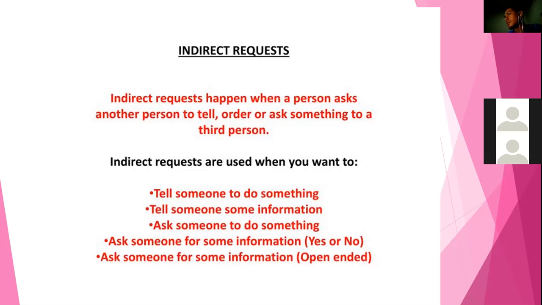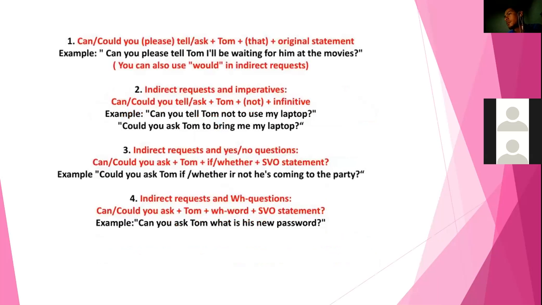Aquí hablamos de una tercera persona, all right? Indirect requests are used when you want to tell someone to do something, tell someone some information, or ask someone to do something, like a request, okay? That's why we have these here, okay? Estas, aquí están las cuatro, las dos que estamos viendo ahora y las de mañana. Y esto es como usted lo va a formar, ¿ok? Yo creo que esto les va a ayudar un poquito para que no chiflen en la loma, como dice él.